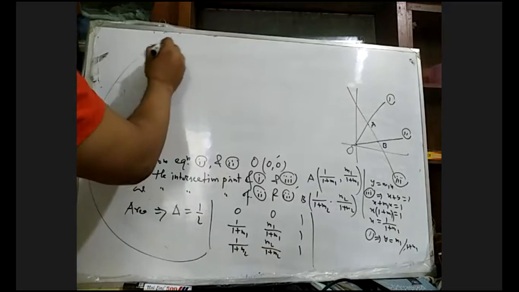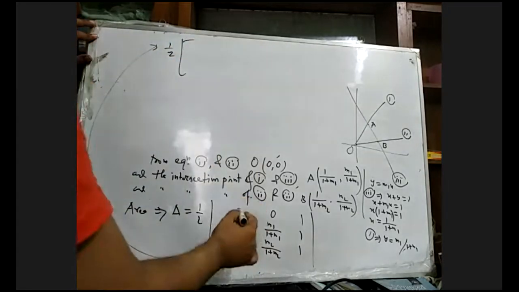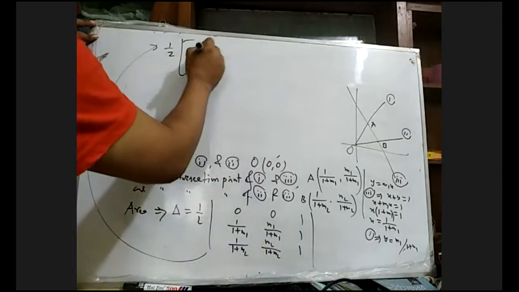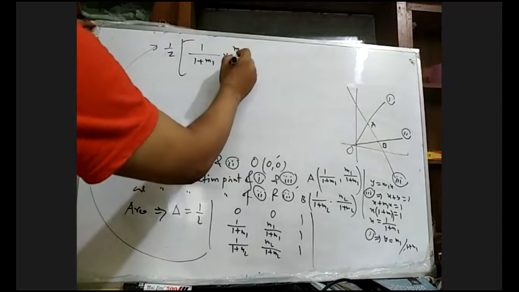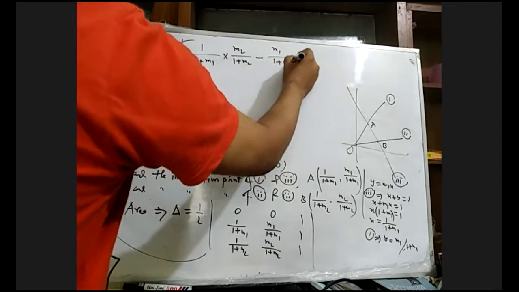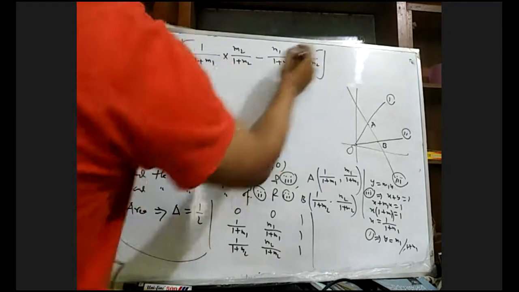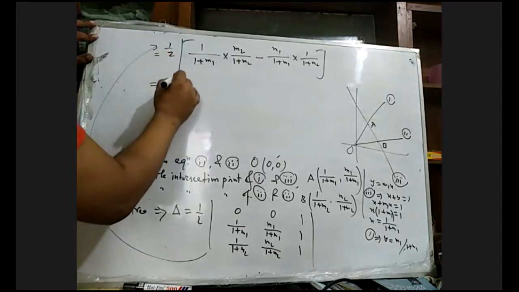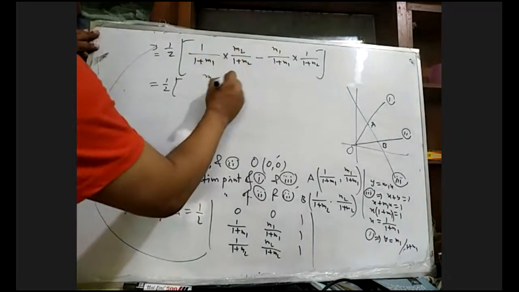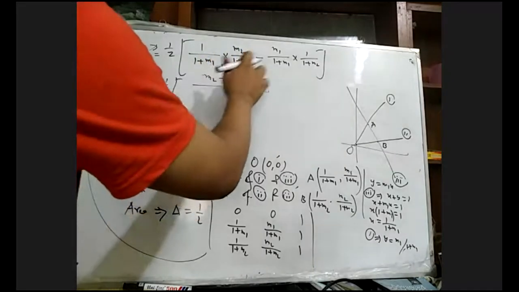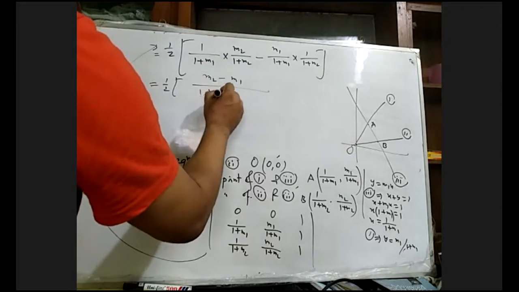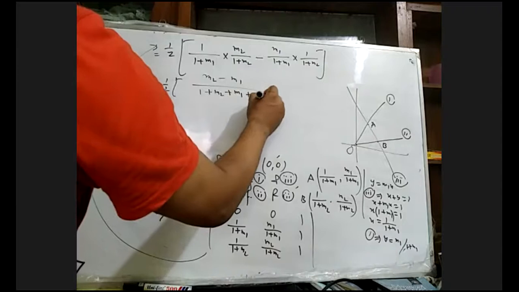So from this determinant, we can write this 0, 0, column 0. Taking only this 1, then this multiplied by this: 1 by 1 plus m1 multiplied by m2 divided by 1 plus m2, minus m1 divided by 1 plus m1 times 1 divided by 1 plus m2. Half. From this line, we can write m2 minus m1, and this is similar, 1 plus m1, 1 plus m2. Taking LCM, we get just the multiplication of 1 plus m2 plus m1 plus m1 into m2.